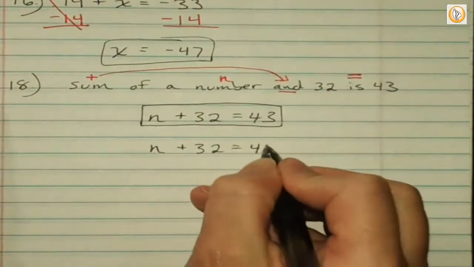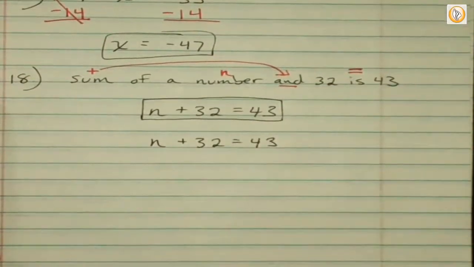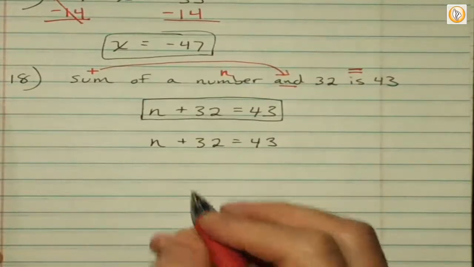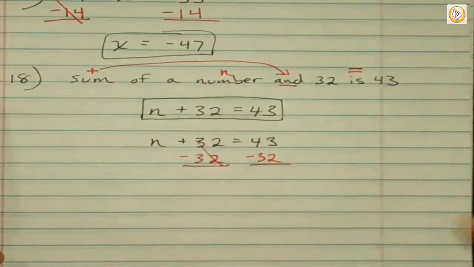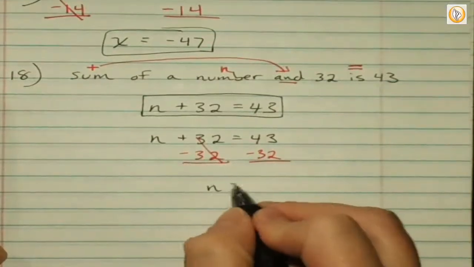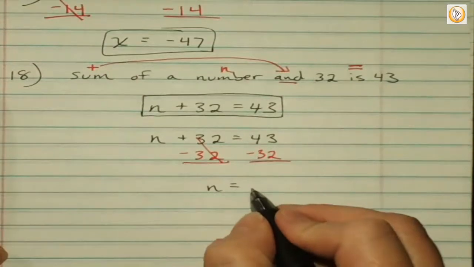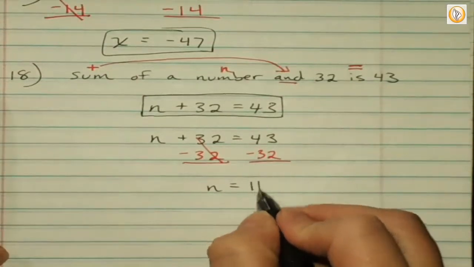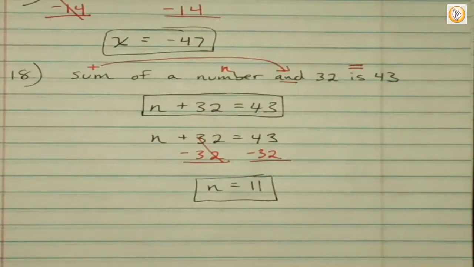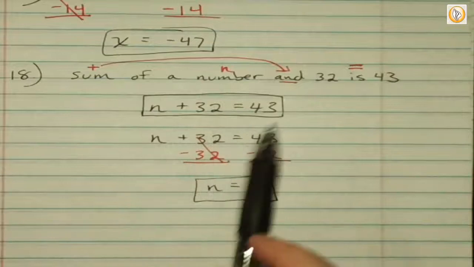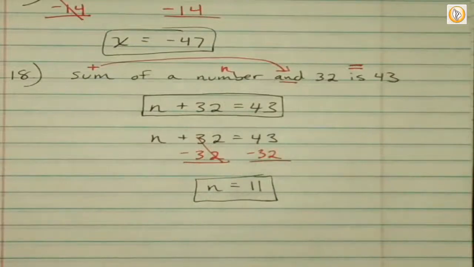So Joseph, solve this for me. The opposite of adding 32 would be subtracting 32. And you get n equals 11. There's your second answer. You should have two answers for this section. Do we understand that? Yes. Okay, first you're going to write the equation, box it, and then you solve it.